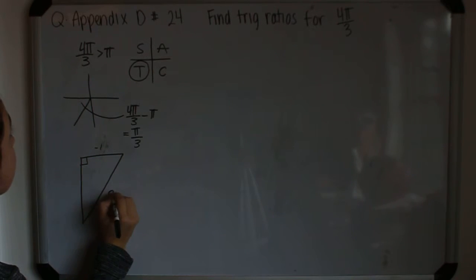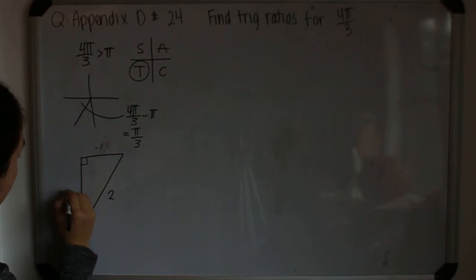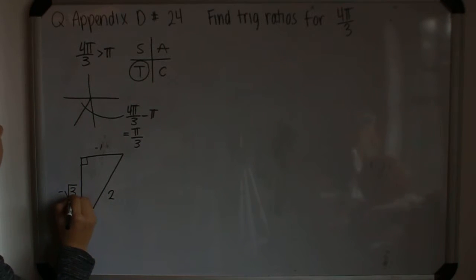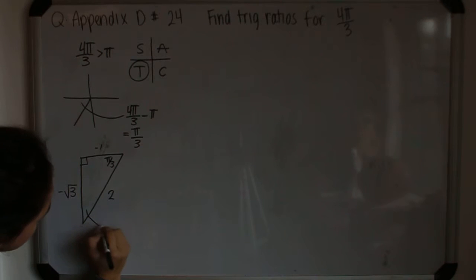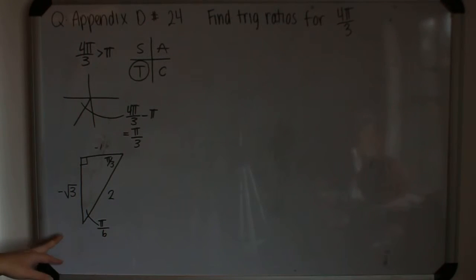We have 2 for the hypotenuse, -√3, and this angle here is our pi over 3, and this one is going to be pi over 6. So, using all the angles and sides from that, we can find all the trig ratios.